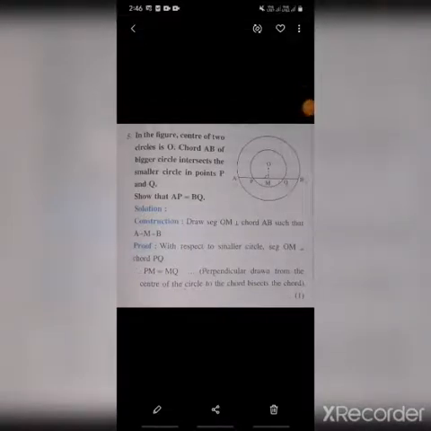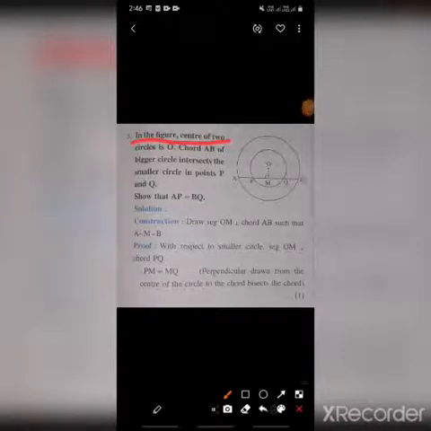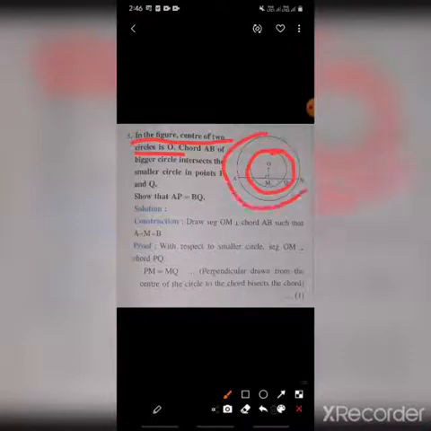Then the fifth question, question number 5. In the figure, the center of two circles is O. This one is one circle and this one is the second circle. The center of the circle is O. Chord AB of the bigger circle intersects the smaller circle at points P and Q.